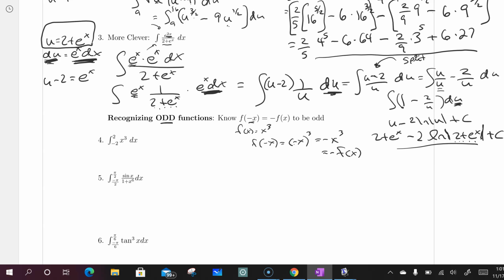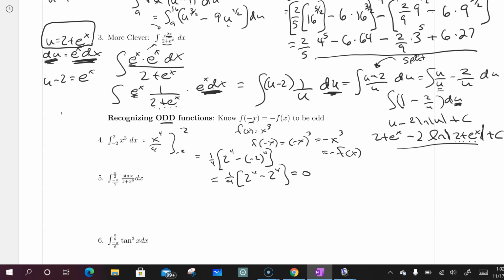And so if I take the antiderivative of this, I get x to the 4th over 4 between negative 2 and 2. Let's see what happens. So I get 1/4 times 2 to the 4th, subtract negative 2 to the 4th. Wait a minute, 1/4 times 2 to the 4th minus 2 to the 4th. That will give me 0.